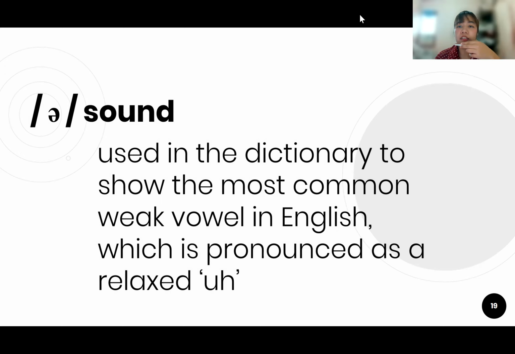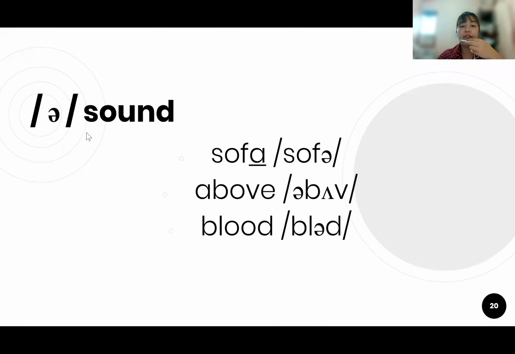So this is called your schwa. This symbol makes the uh sound. It is used in the dictionary to show the most common weak vowel in English, which is pronounced as a relaxed vowel. So this symbol, your schwa, makes that sound. Now the difference is, for example, in the word sofa. If there are words whose sound is this, this is the symbol that you use.